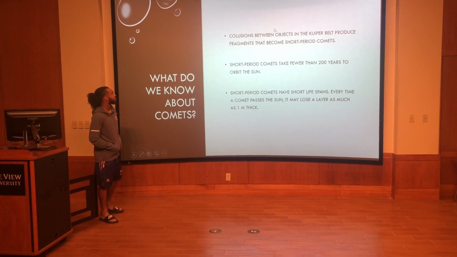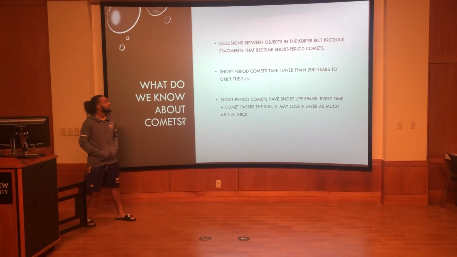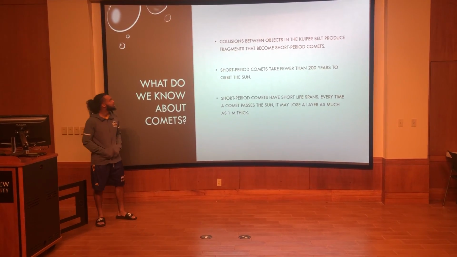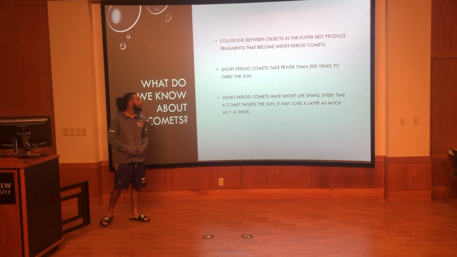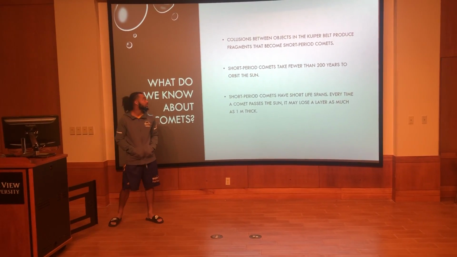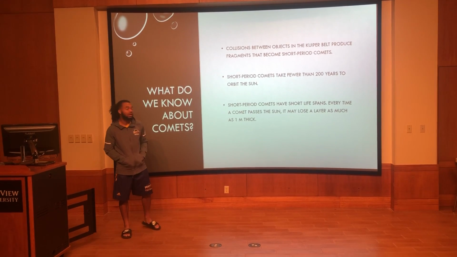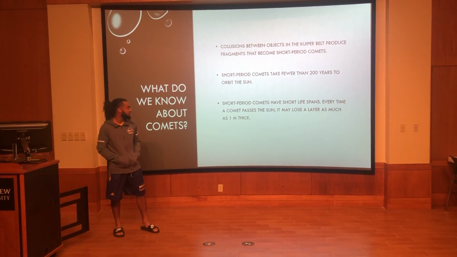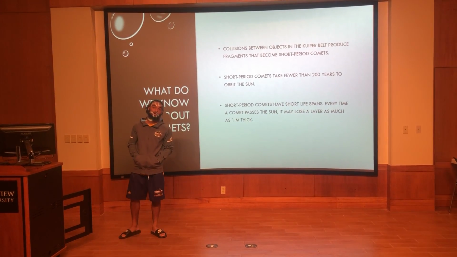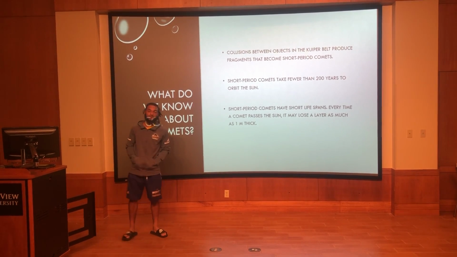What do we know about comets? Collisions between objects in the Kuiper belt produce fragments that become short-period comets. Short-period comets take fewer than 200 years to orbit the sun. Short-period comets have short lifespans. Every time a comet passes the sun, it may lose a layer such as 1 meter thick.